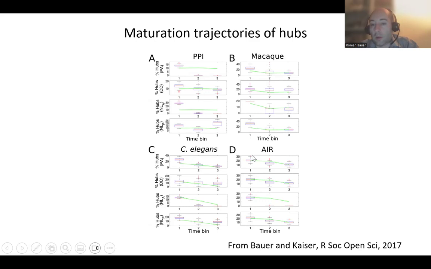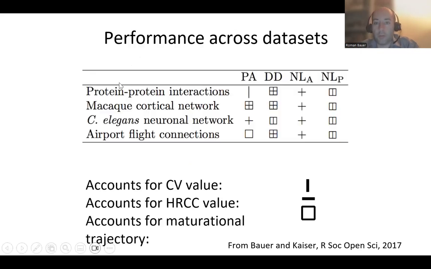And the same, for example, for airlines between airports, we know when the airports were constructed. And so we can essentially say, okay, some airports are much older than the others. And so we can then also look into when the hubs actually develop. And then we optimized the models to get as close as possible to the observed maturation trajectory. Now, this is a summary table of these optimization results.